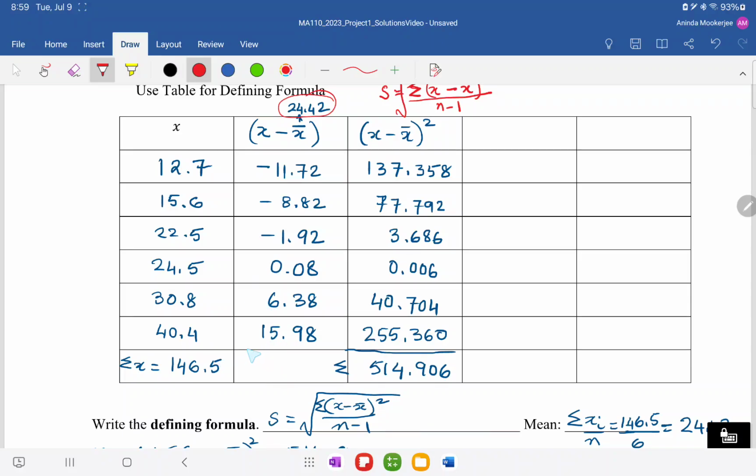And the thing is, if we just sum it up as is, x minus x bar, if we sum up all these values, you will always end up with 0 for the sum. And that doesn't help us, right? And that is the reason why we have to square it. All right. So in the third column here, we are squaring all the values in the second column.